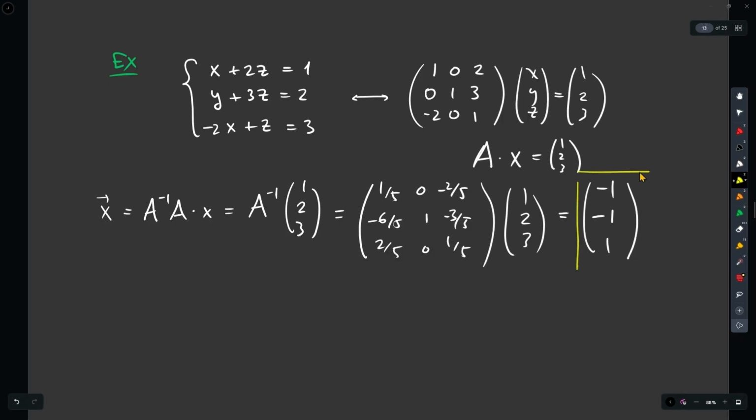So it turns out that this is the unique solution of the system. And you can check that it indeed solved this system. Minus 1 plus 2 is 1, minus 1 plus 3 is 2, and 2 plus 1 is 3. So this is a solution to the system. And because there is an inverse matrix, it is the unique solution to our system.